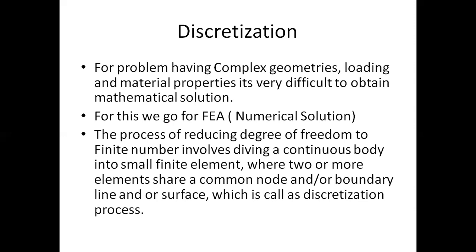Complex material property means that the part is made up of a mix of two or three materials. Then we go for the FEA solution. Why do we go for the FEA solution? In a complex problem, it is very difficult to obtain the mathematical solution. If we change a small value, we have to go again and again for the full calculation of that part.